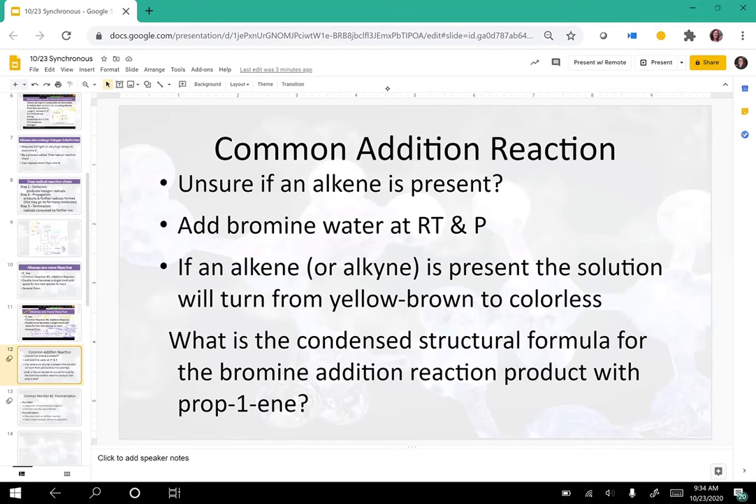And then we've got a problem there. So we want the condensed structural formula for the bromine addition reaction product of prop-1-ene. So we can write it out.